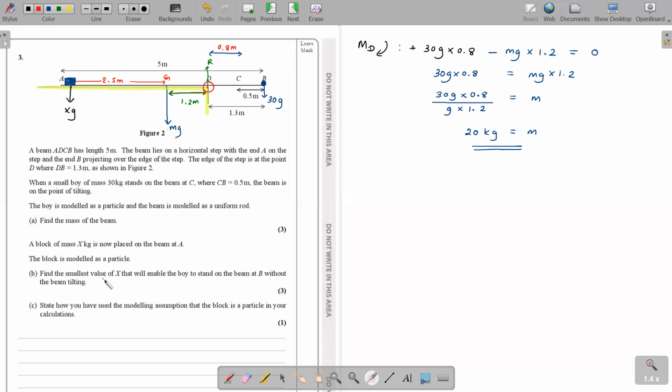But now they're asking you for the smallest value of x. Like what's the minimum weight we can have here so that the boy can safely reach here. So when you have the smallest possible weight here, what do you think will happen when the boy reaches B? If this is the smallest weight that you can put, smallest means the smallest safe weight.